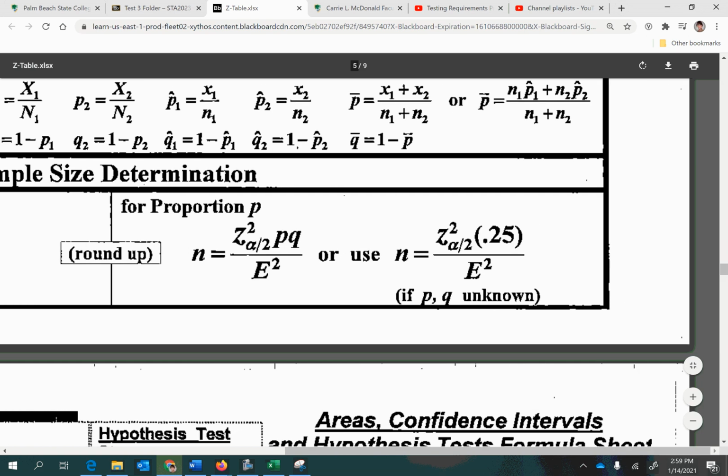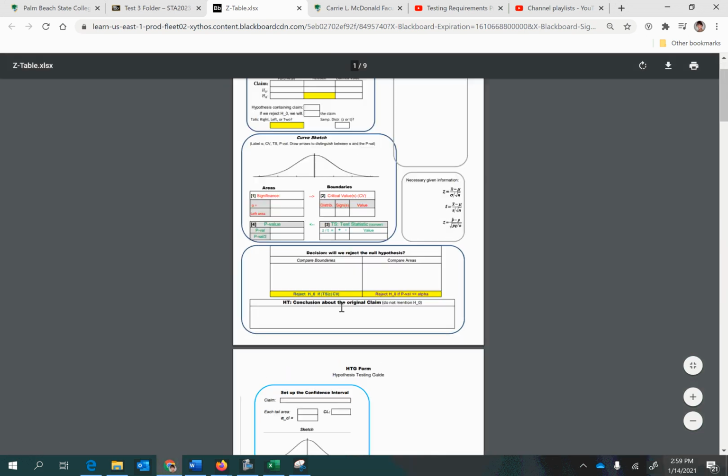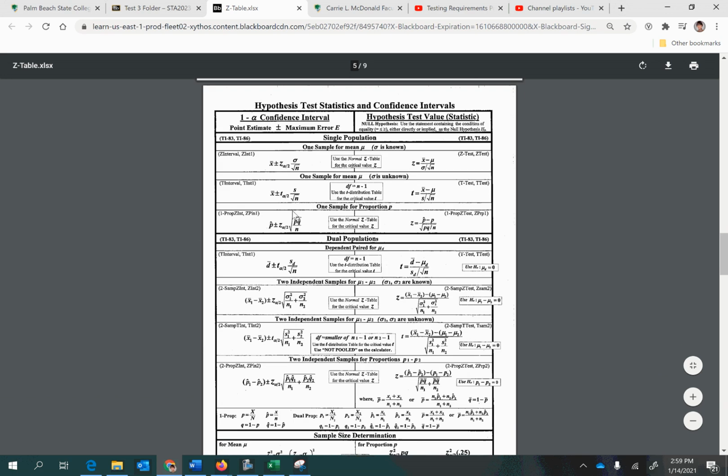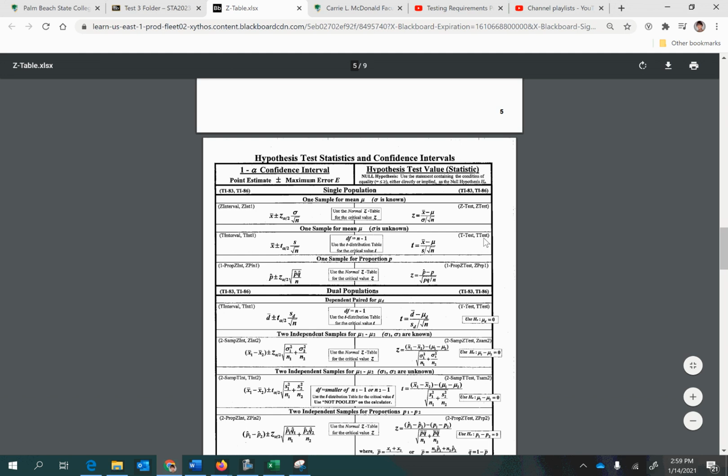So let's look at the reference packet. Here it is. I'm going to go to the beginning so it looks the same as what you would see when you first open it. And then you're going to go down to this page. And at the top it says hypothesis test statistics and confidence intervals. So these are all the formulas for things like that. And you guys will mainly be using this top portion here. On this side, confidence interval formulas, and on this side, test statistic formulas.